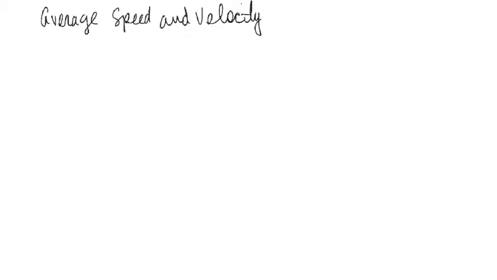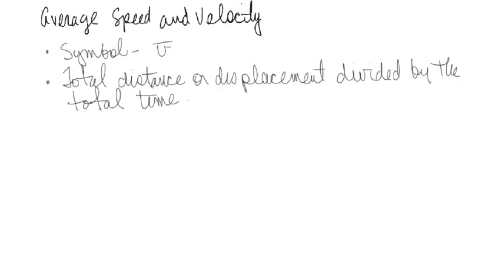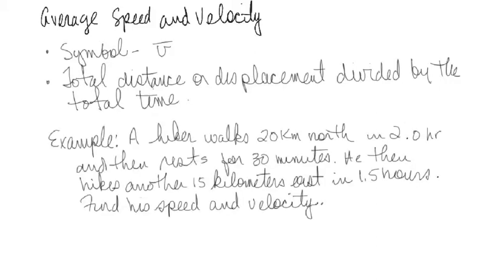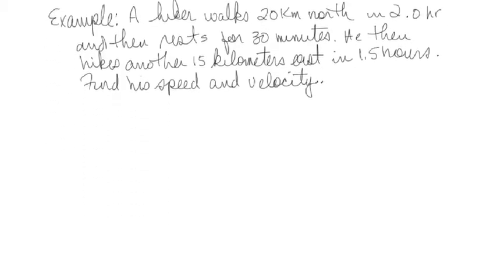We're going to talk about the average speed and velocity, and it's given the symbol v bar. It is the total distance or displacement divided by the total time. So this takes into account any stops along the way. Here is an example. A hiker walks 20 kilometers north in 2 hours, then rests for 30 minutes. He then hikes another 15 kilometers east in 1.5 hours. Find his speed and velocity.